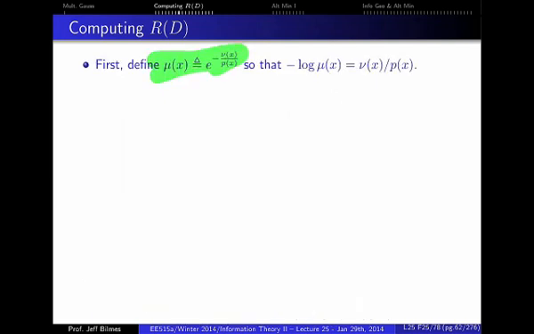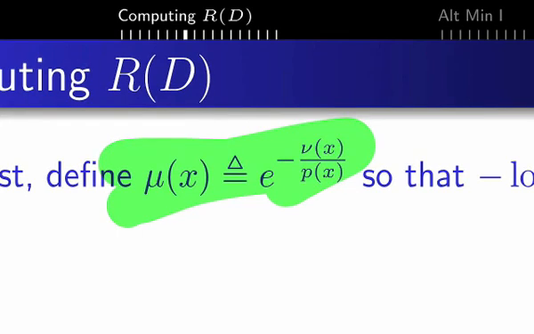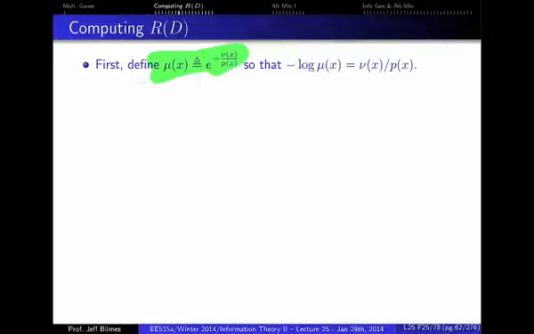Okay, let's start again. This is the second half of the class after a Camtasia crash. So what we're doing is we're defining mu to be equal to this quantity. It's basically e to the negative nu of x over p of x. Remember, nu is our Lagrange multiplier, the Lagrange multiplier associated with each row of the matrix. And so then we can obviously express it in this form.